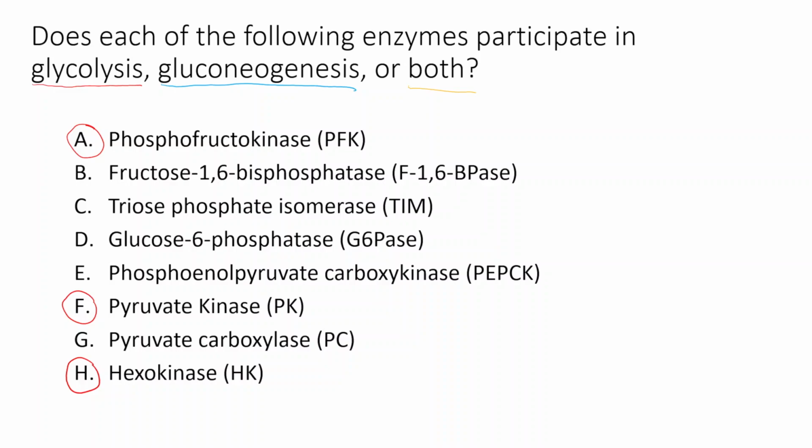Can anybody tell me for gluconeogenesis? Yeah, exactly. These four enzymes are reversing the three irreversible reactions from glycolysis. They are only in gluconeogenesis. That leaves us with one last one, which, as you can probably guess, participates in both. Triose phosphate isomerase, or TIM, does a reversible reaction, so it participates both in glycolysis and gluconeogenesis.